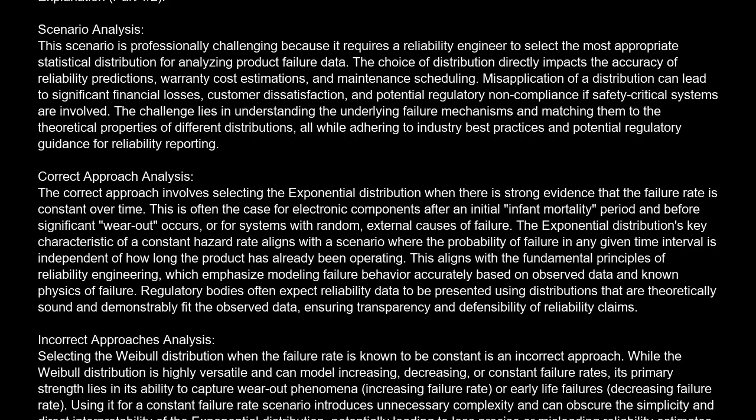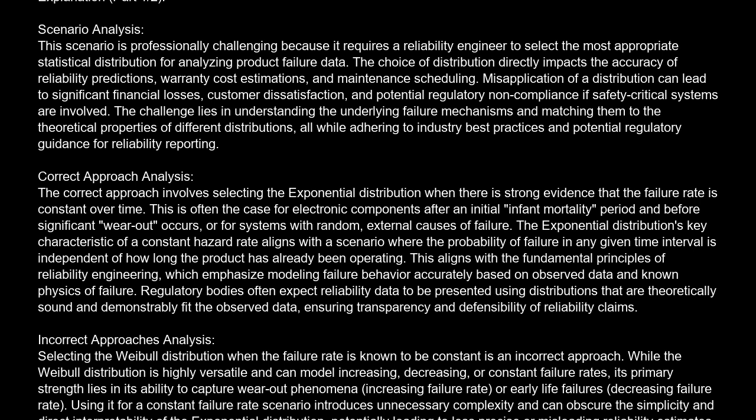Incorrect approaches analysis. Selecting the Weibull distribution when the failure rate is known to be constant is an incorrect approach. While the Weibull distribution is highly versatile and can model increasing, decreasing, or constant failure rates, its primary strength lies in its ability to capture wear-out phenomena, increasing failure rate, or early life failures, decreasing failure rate. Using it for a constant failure rate scenario introduces unnecessary complexity and can obscure the simplicity and direct interpretability of the exponential distribution, potentially leading to less precise or misleading reliability estimates if not carefully parameterized. This could be seen as a failure to apply the most appropriate and parsimonious model, which is a hallmark of sound engineering practice.